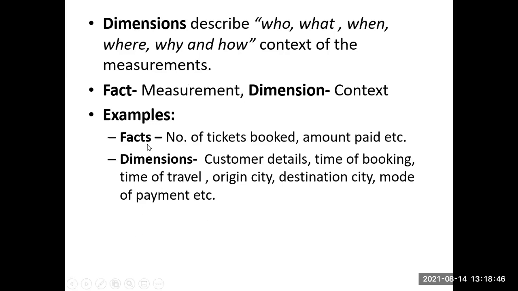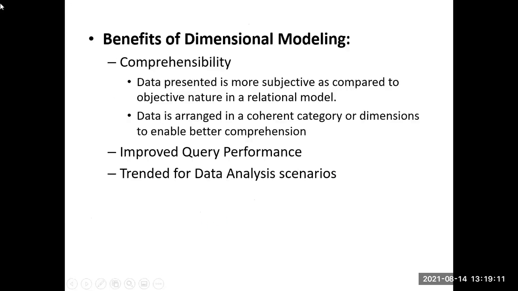In the example they have given, the fact is the number of tickets booked and paid. And the dimensions are customer details like name, age, the respective destination, the respective arrival, then departure, everything will come here. Pickup point, dropping point, everything. Time of booking, time of travel, origin city, destination city, mode of payment. So these come under the dimensions here.